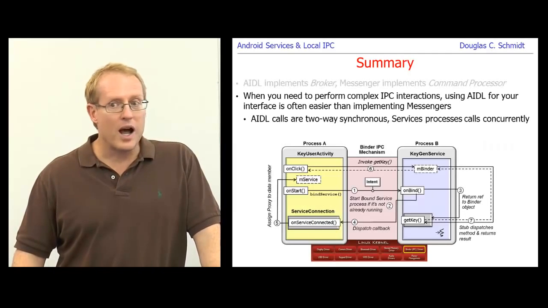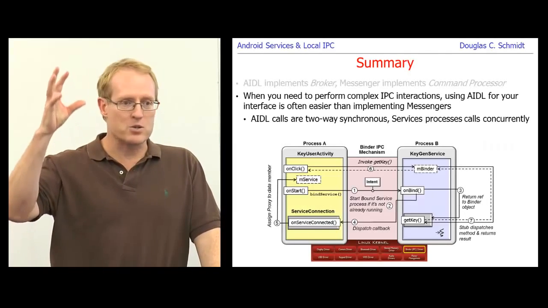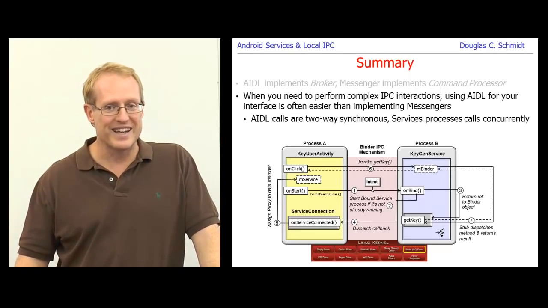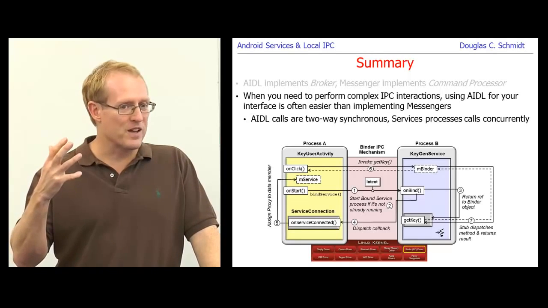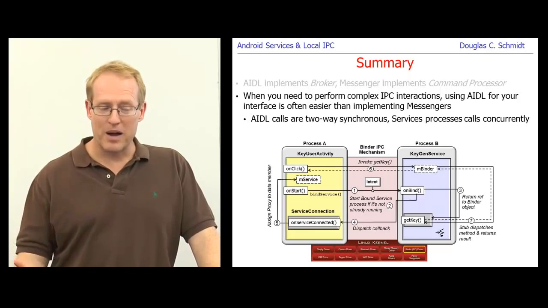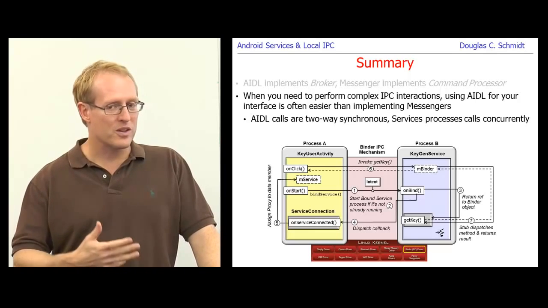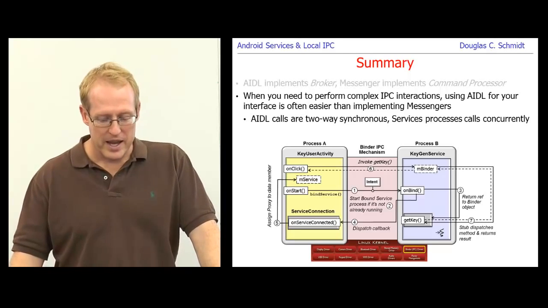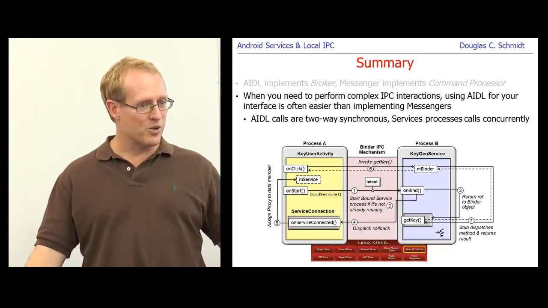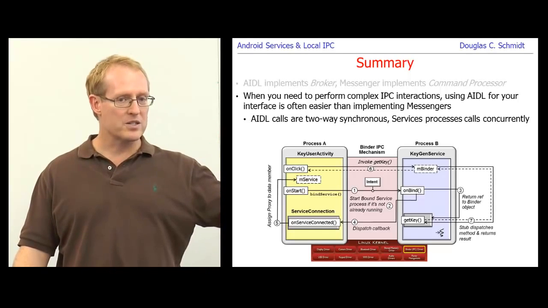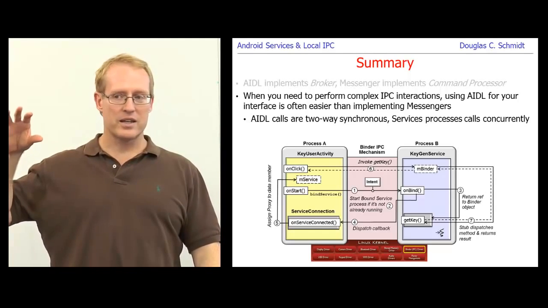If you want to do complex things where you have interfaces with lots of methods, with lots of types, you probably want to use AIDL because it's very easy to tell what your interfaces look like. They're strongly typed. You can understand what they're doing. The compiler generates all the code for you. The AIDL compiler generates all the code to be able to do the marshalling and the demarshalling and so on. Likewise, when you use AIDL, the calls by default are two-way synchronous, and the service runs in a multi-threaded mode.